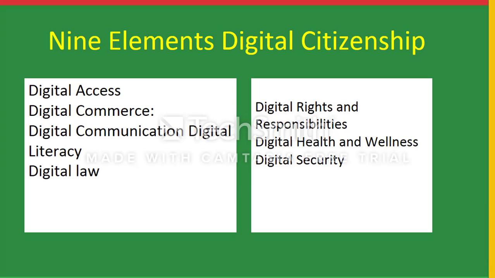First, you'll need to give them some background. You will provide them with the 9 elements of digital citizenship. What are the 9 elements? Digital access, which is full electronic participation in society, making sure that everybody has access to technology and understands the limitations and drawbacks when it's withheld.